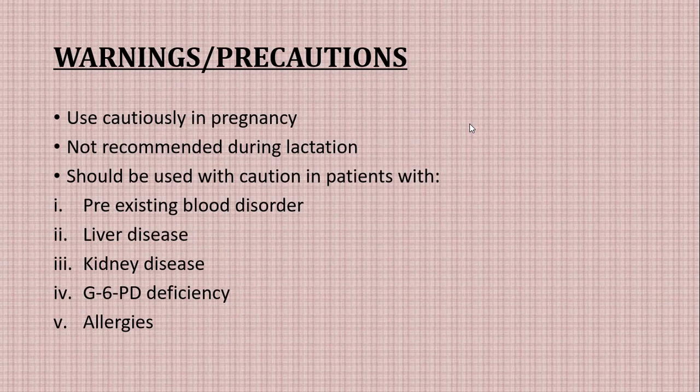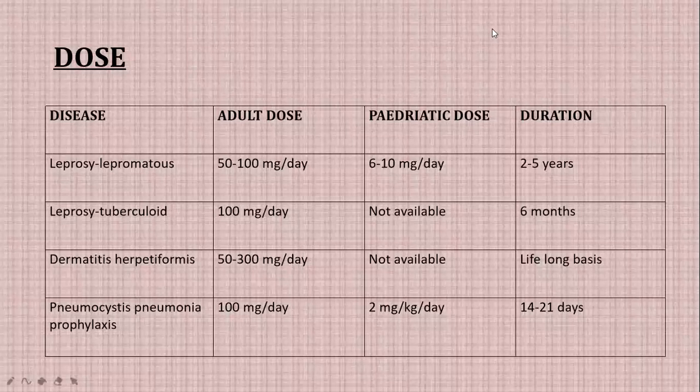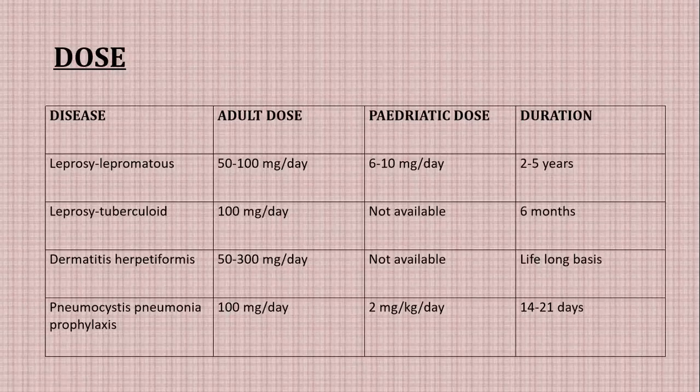So it should be used with caution, and also in patients with pre-existing blood disorders, liver diseases, kidney diseases, glucose-6-phosphate dehydrogenase deficiency, and allergies, especially sulfone allergy. Now the doses: there are different diseases in which we can give the dose.